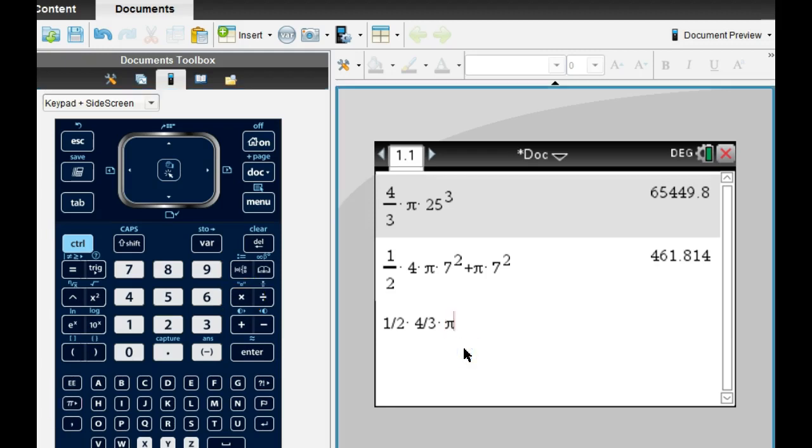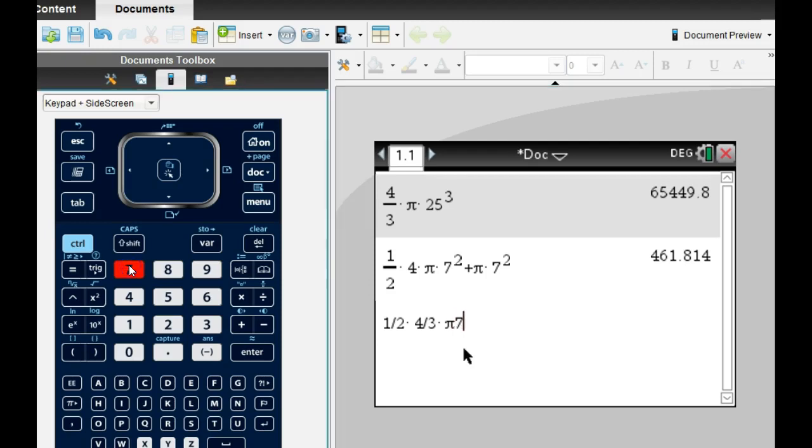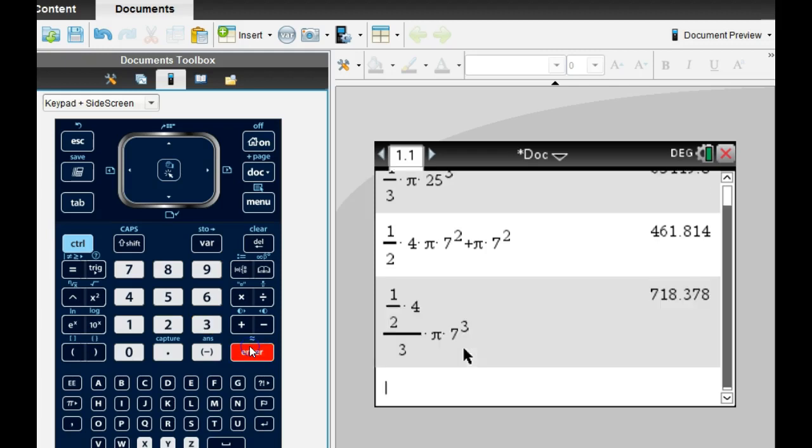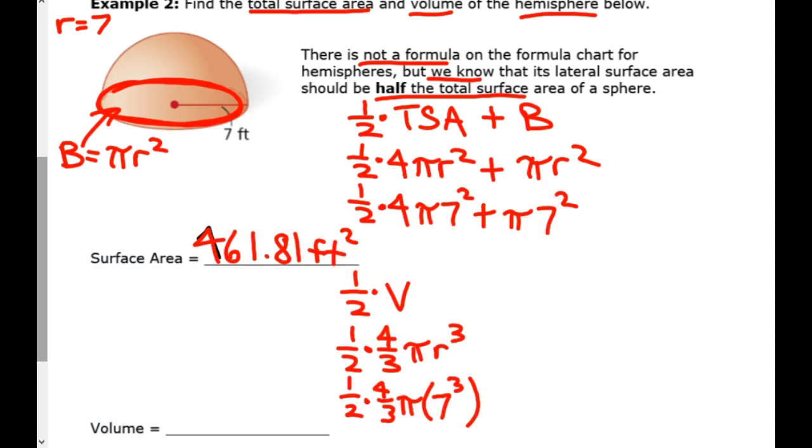1 divided by 2 times 4 divided by 3 times pi, and we're doing 7 cubed. So does everyone remember? It's 7 caret 3. So 1/2 times 4/3 times pi 7 cubed. Whatever, it's always going to look ugly, but that is the right answer. It's just not the way I would like to see it on my calculator. Okay, so we get 718.38. And what are my units? Feet, and volume is cubed.